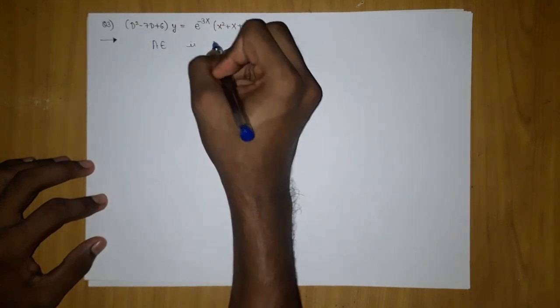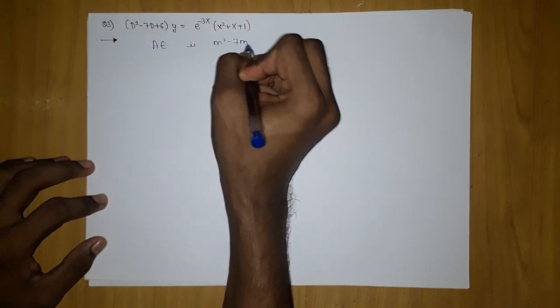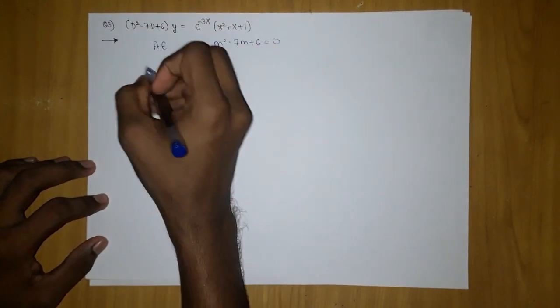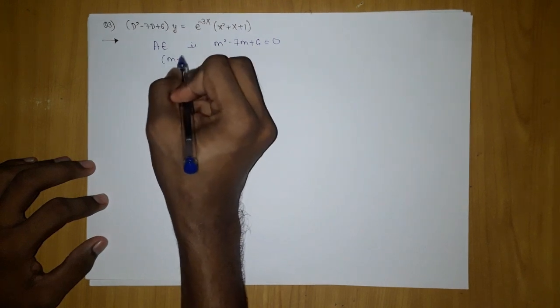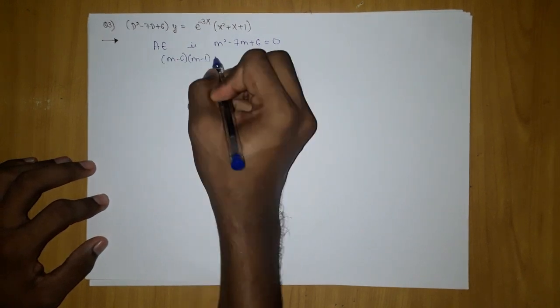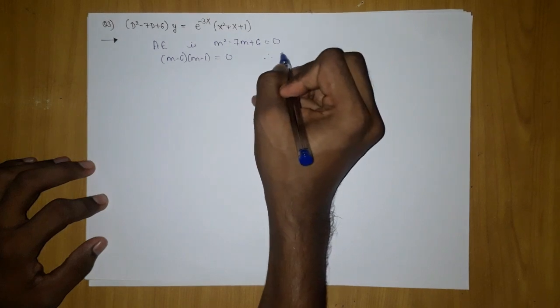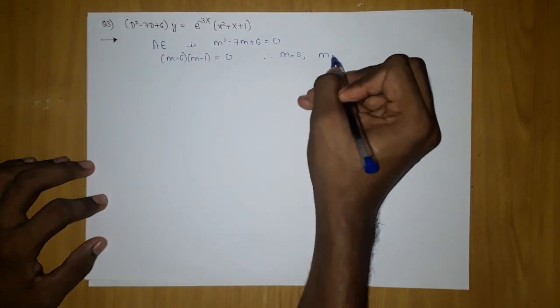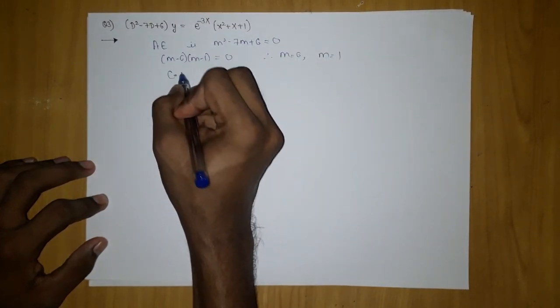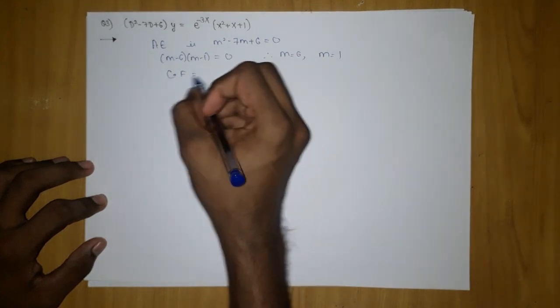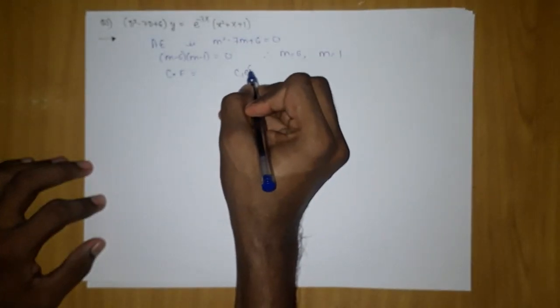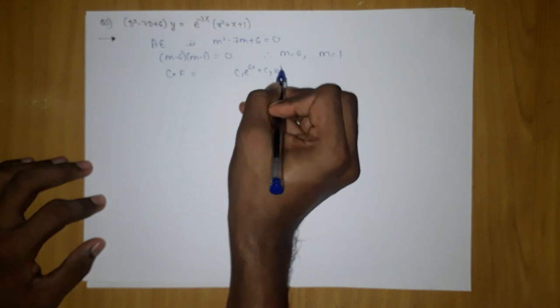Auxiliary equation is what? m square minus 7m plus 6 equals 0. If you solve, you will get (m minus 6)(m minus 1) equals 0, which will give you m equals 6, m equals 1. So complementary function will be what? Complementary function is c1 e to the power 6x plus c2 e to the power x. Now particular integral will be what?